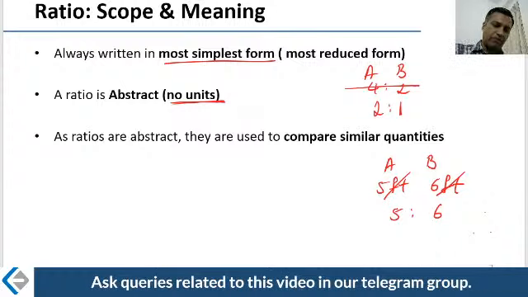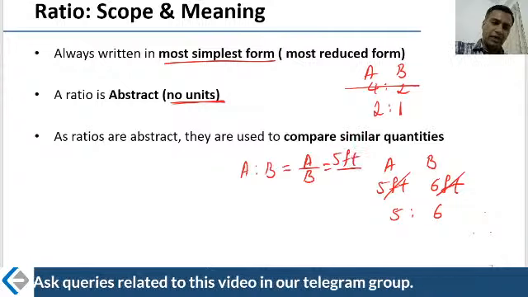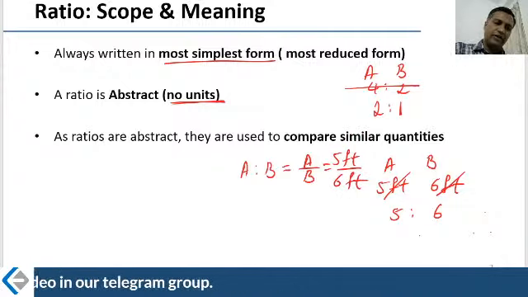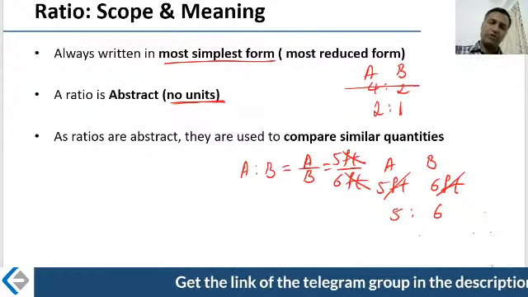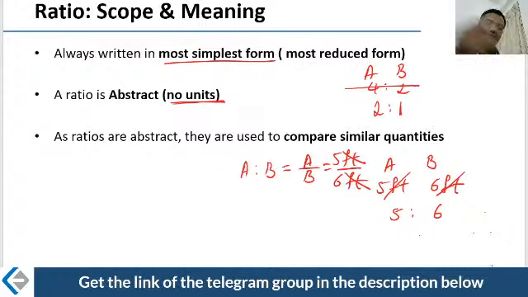Ratio is something divided by something. When I talk about the ratio of A is to B, mathematically it means A by B. In place of A, we write 5 feet, and at B, we have 6 feet. The feet get cancelled, but 5 and 6 cannot be simplified further. Therefore, the ratio of the heights of two people A and B is in the form 5:6.